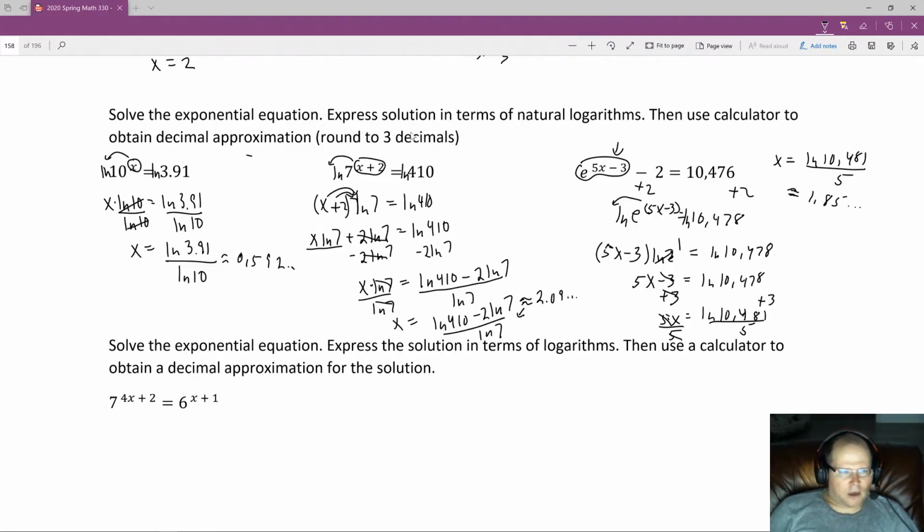All right, I calculated all of them. The first one I got a 0.592, and it continued on. That was approximately. The second one I got a 2.09 something something something. So there's approximation. And the next one I got a 1.85 approximately. So we want to solve the exponential equation and express the solutions in terms of logarithms. So same kind of thing.